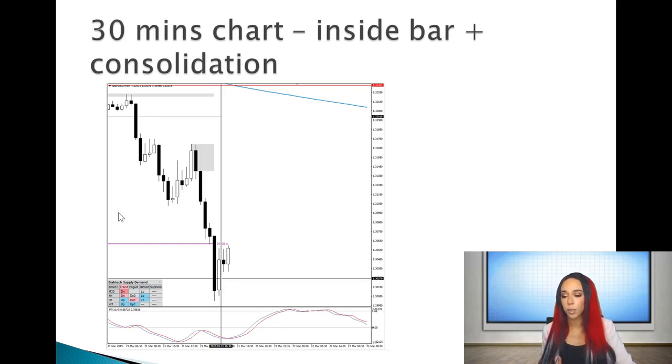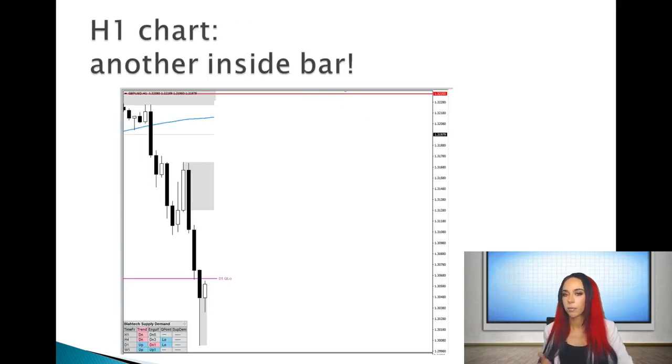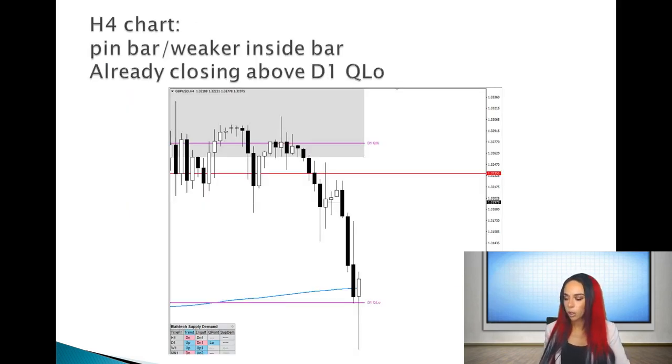The next move was to wait for the 1 hour candle to close. Here it is, so it's another inside bar. The trade remains. Then I was tracking the 4 hour close. The 4 hour chart brings a weaker inside bar, which also happens to be a pin bar, but this pin bar is actually closing above the daily Q low. It put me in quite a lot of profit, and of course it meant that the trade will stay on.